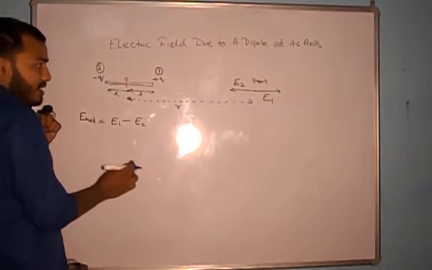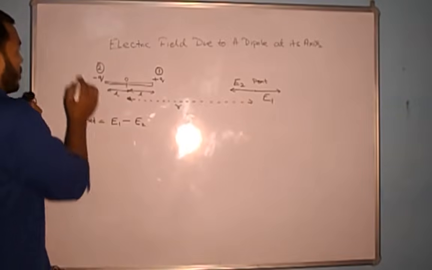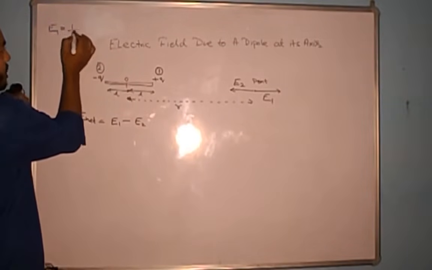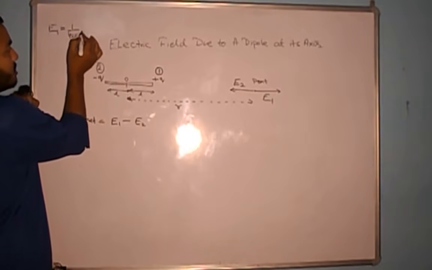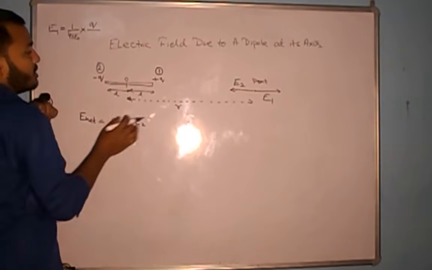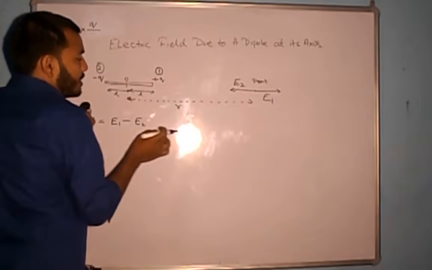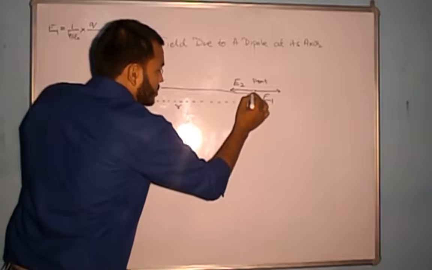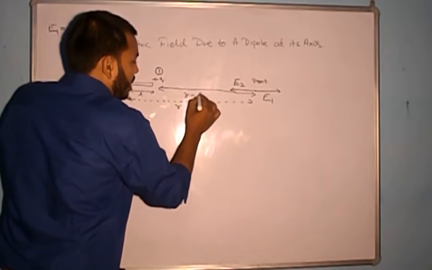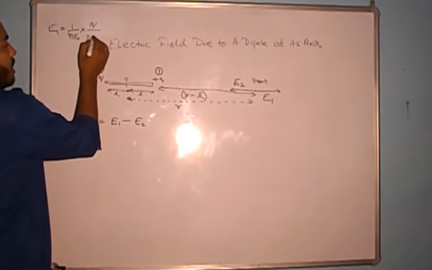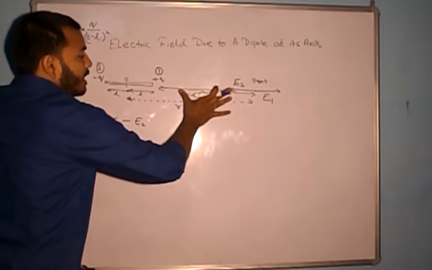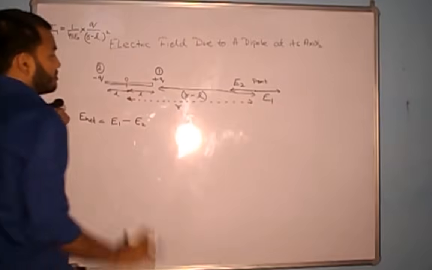So what is E1 and E2? We need to calculate, of course. E1 is the electric field due to the point charge plus Q. It will be 1 by 4 pi epsilon naught multiplied by Q upon the distance of this charge from the point. Now this whole is R, this is L. So the distance of the charge from the point will become R minus L. So it will be R minus L whole square. The distance of this charge from this point is R minus L. This is R and this is L.